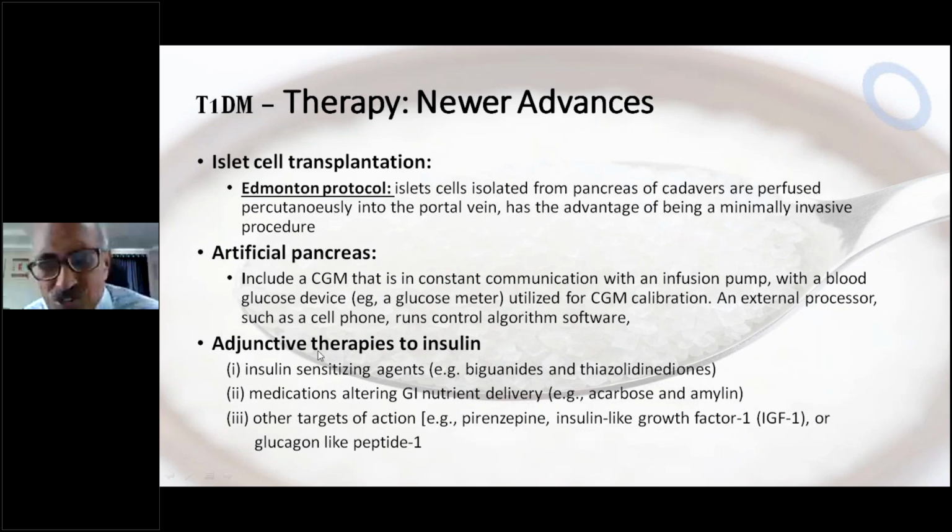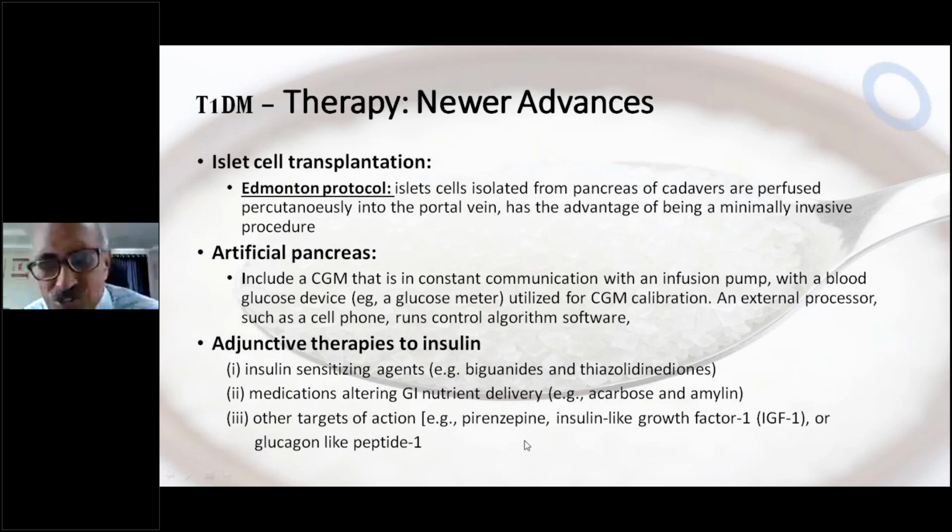There are adjunctive therapies for insulin, like insulin sensitizing agents such as biguanides and thiazolidinediones, which sometimes may be required. In type 1 DM, they are not the basic treatments, but sometimes you may require them. Medications altering GI nutrient delivery, like acarbose and amylin, have been tried because they reduce the glycemic index. They won't allow the blood glucose level to rise too high suddenly, so the insulin requirement is lower. So these are adjusting the blood glucose levels. That's why these drugs help.